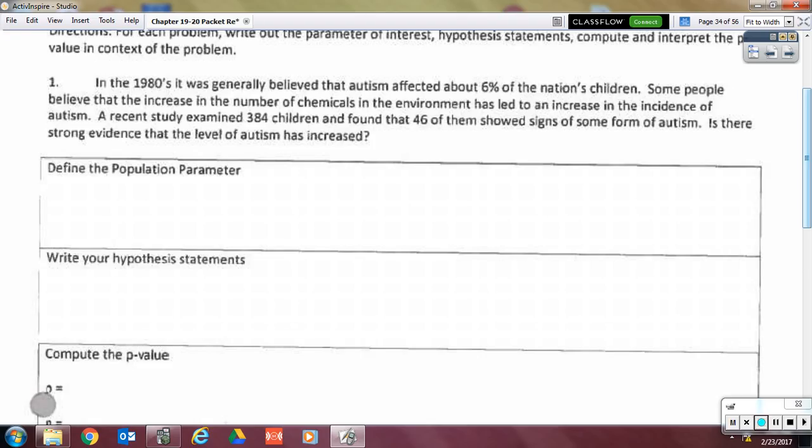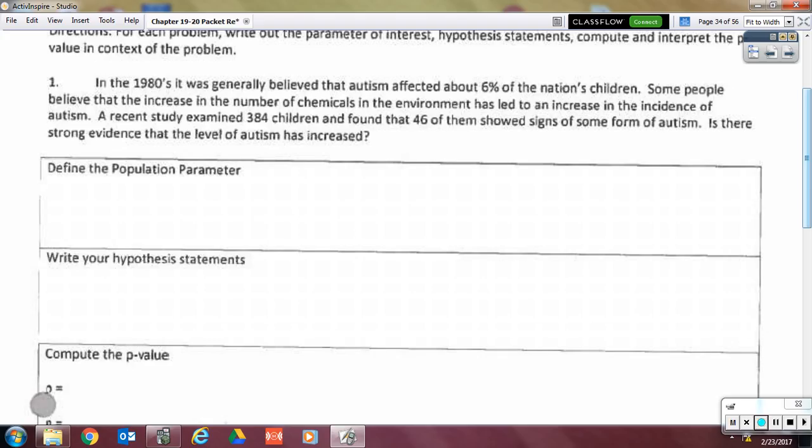In the 1980s, it was generally believed that autism affected about 6% of the nation's children. Some people believe that the increase in the number of chemicals in the environment has led to an increase in the incidence of autism. A recent study examined 384 children and found that 46 of them showed signs of some form of autism. Is there strong evidence that the level of autism has increased?